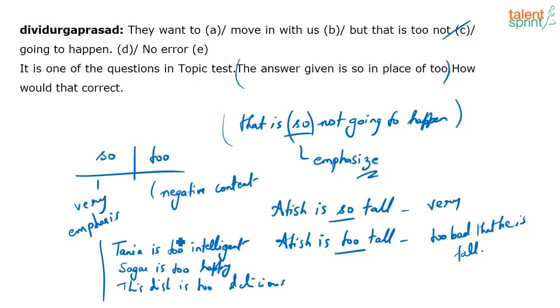So I'll have to replace "too" in all of this, because nothing is negative here, right? Everything is positive. So Tanya is so intelligent, Sagar is so happy, or Sagar is very happy, and the dish is so delicious. Are you following? Not "too." So you need to understand context. So usually "too" is used in a negative context.